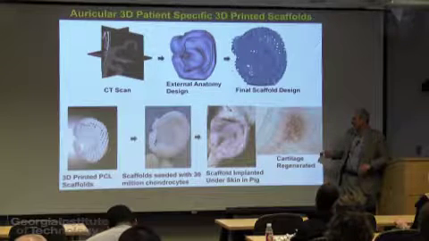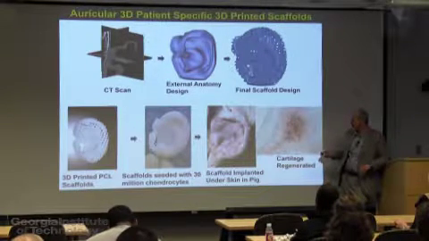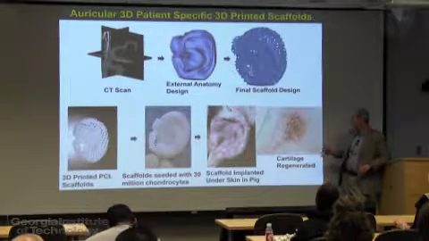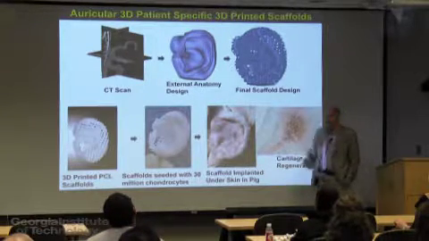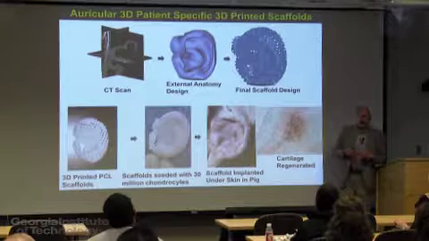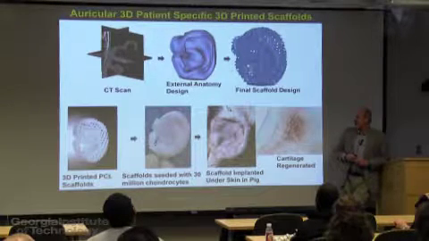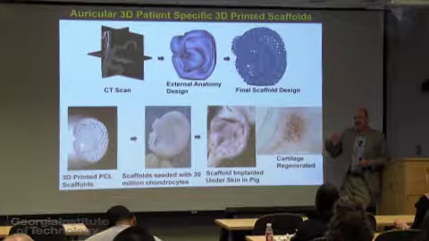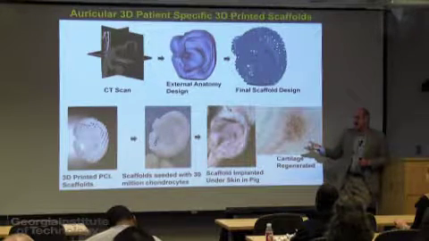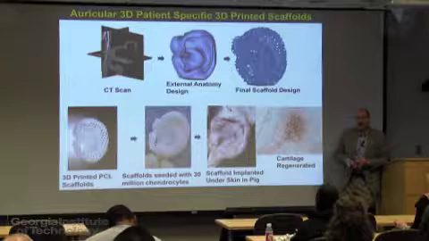This is the ear actually implanted under the pig skin. Looks sort of like a normal ear. And it can show that you can get cartilage regeneration within this device. So this is really the next frontier, if you will, for patient-specific devices, is to use patients' own cells, seed those into the scaffold, deliver those, and try to regenerate tissue.